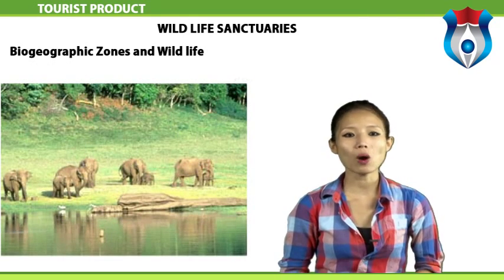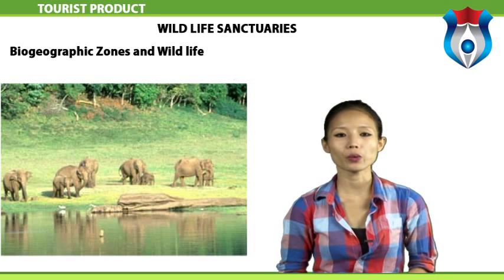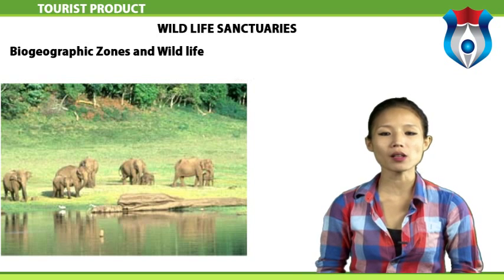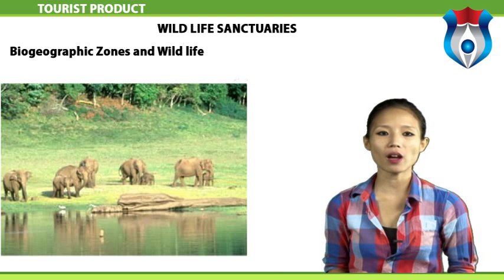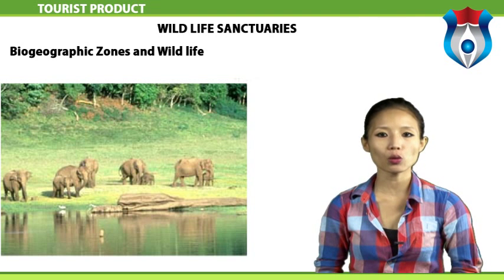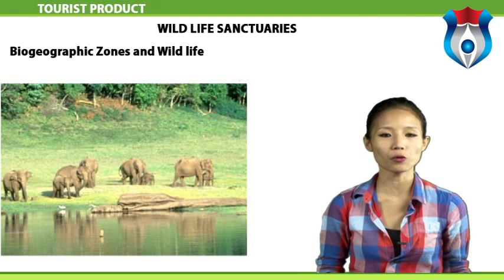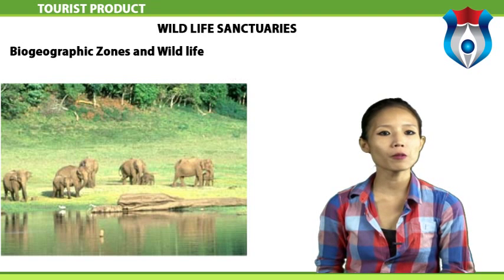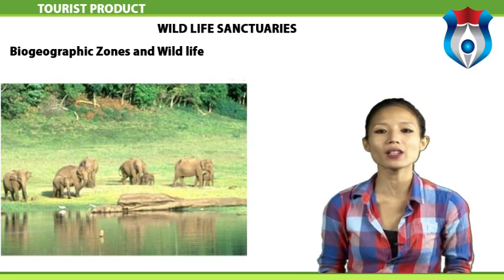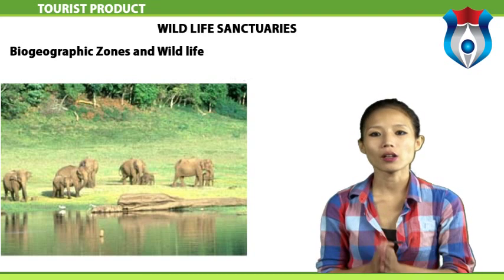Biogeographic zones and wildlife. A country which occupies just 2% of the total land mass harbors a rich biodiversity comprising about 5% of the known biodiversity from the world over. The numerical figures of the familiar categories of living organisms would give you a feel of the rich biodiversity that we have in our country.